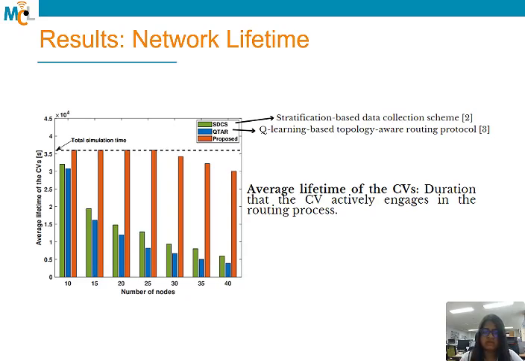Furthermore, as the number of nodes increases in the network, the cut vertex has to forward more data, resulting in increased consumption that leads to the faster death of the cut vertex. And this red one is our proposed protocol. As you see, it is performing well compared to the other protocols.